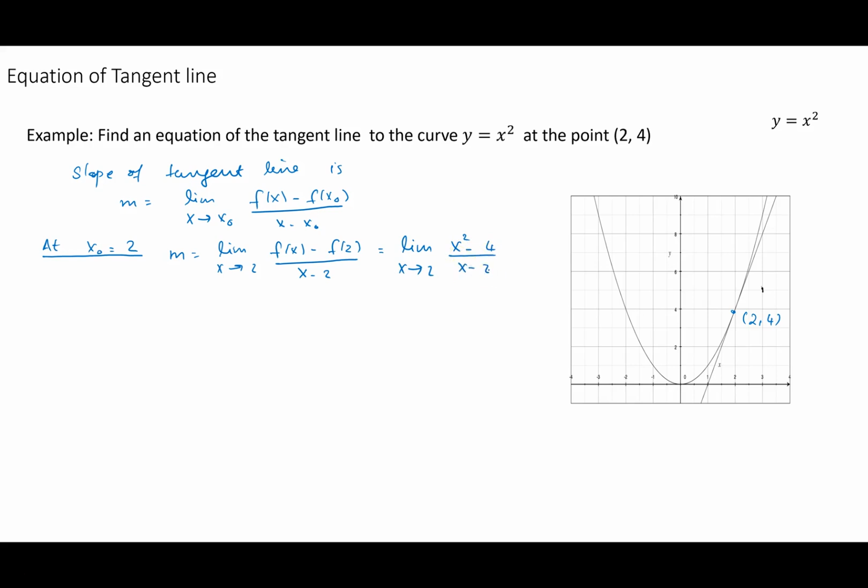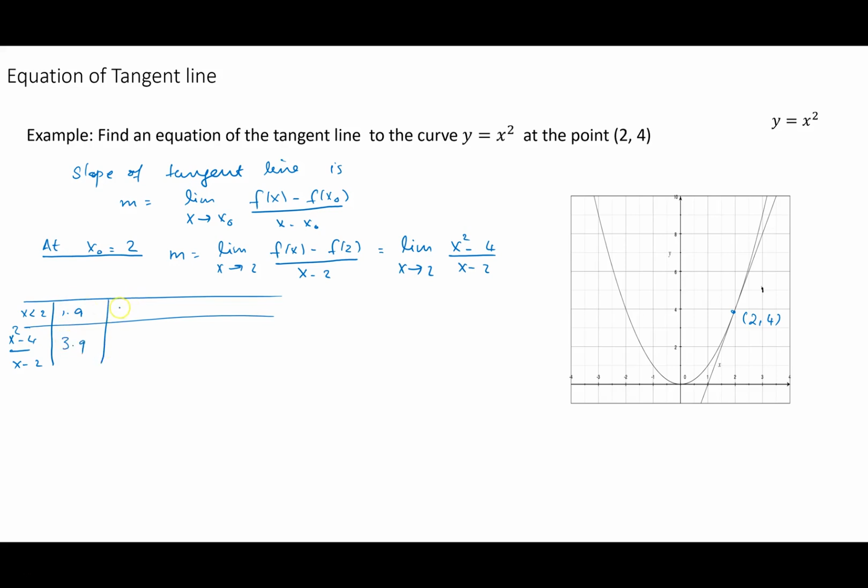Now we need to find the value of this quantity as x gets closer and closer to 2. So we need to find the value of this expression for x values close to 2. For that let's make a table. Let's take x values close to 2 which are less than 2. The expression is x squared minus 4 over x minus 2. For x equals 1.9, when you plug it in, you will get 3.9.